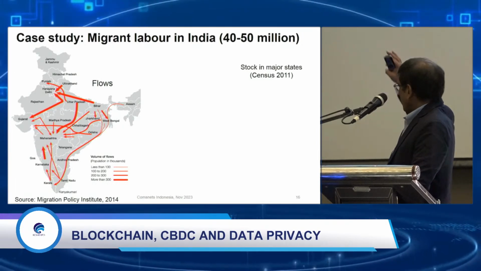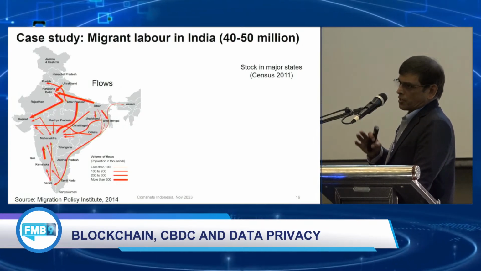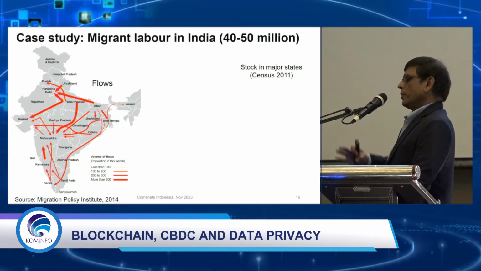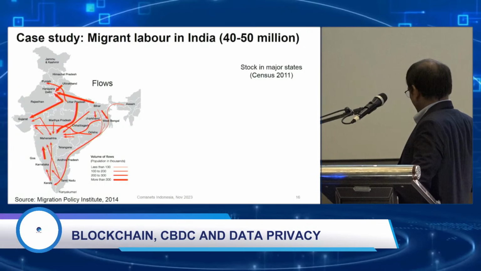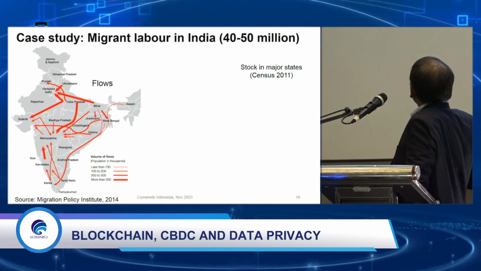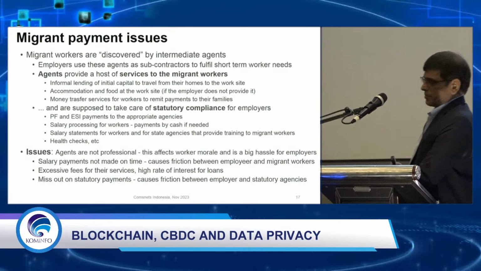So they come from the northeast of India, and a lot of migrant labor goes into the state of Maharashtra, for example, Bombay and so on. They are going from Bihar to Maharashtra, right? So there are certain well-known flows of migrant labor in India. And this migrant labor have specific issues with payments, right?